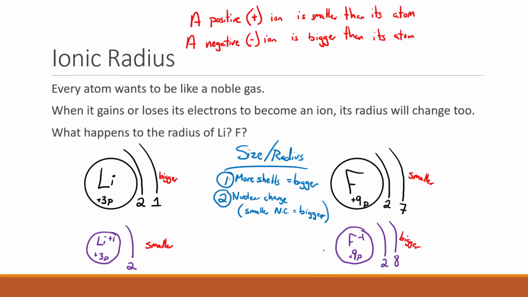And the least important factor for looking at the radius of something is going to be the number of electrons. If you have two things with the same number of shells, the same nuclear charge, the only thing that's left to break the tie is the number of electrons. And in that case, more electrons is going to be a bigger ion, or a bigger atom.